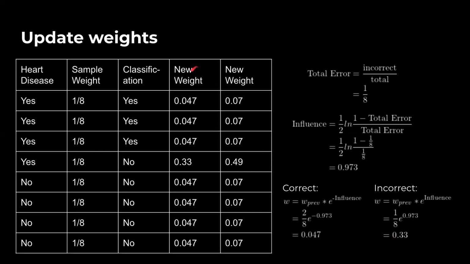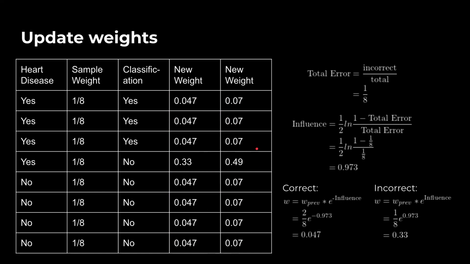And so we can see the new column here, right? So all the correct ones, which is basically all of them except for this row here, is 0.047. And this row is 0.33 because it was classified incorrectly, right? And obviously, these weights do not add up to 1. So we basically scale all of them up by a constant factor, and then now all these, other than rounding, will add up to 1.